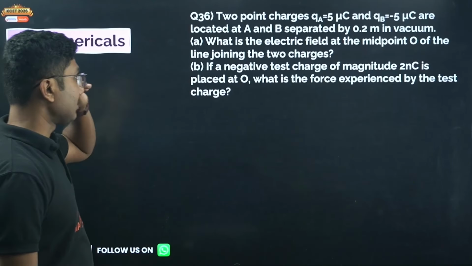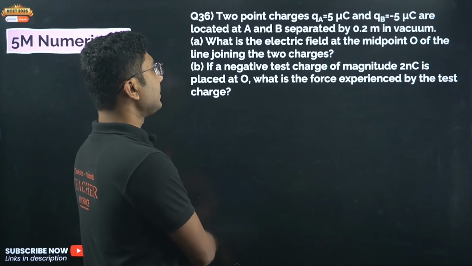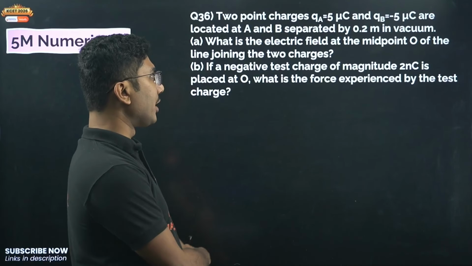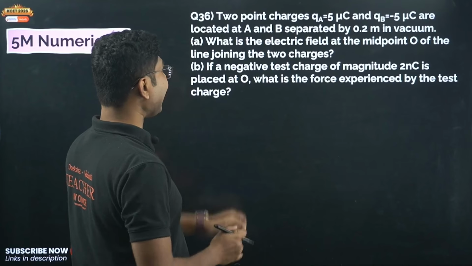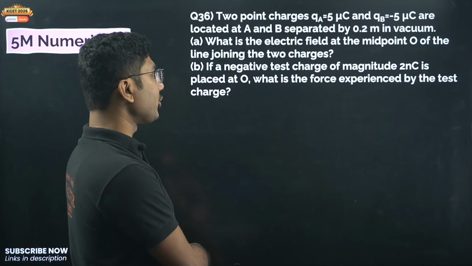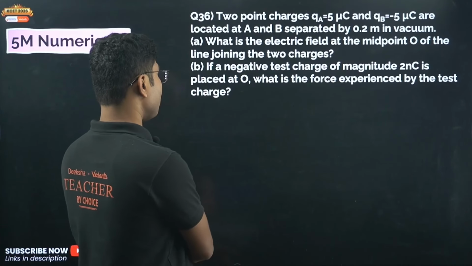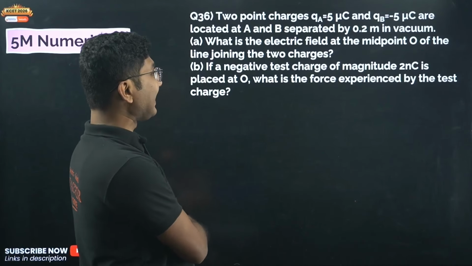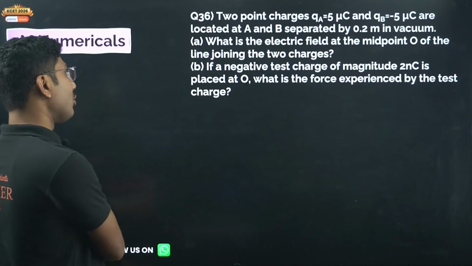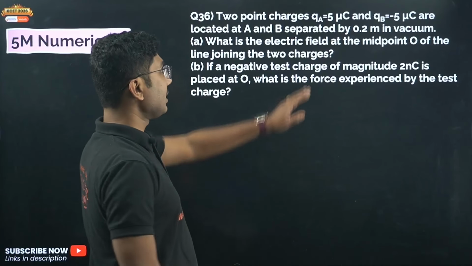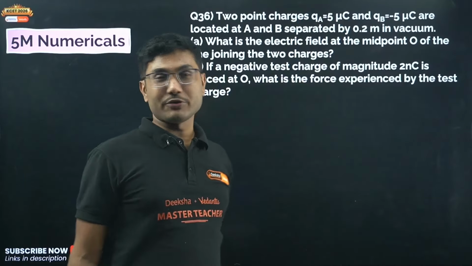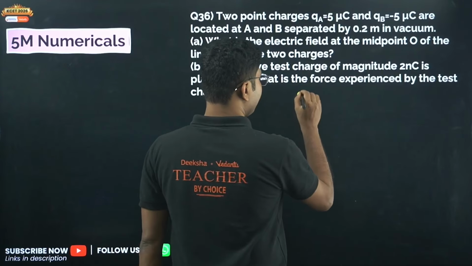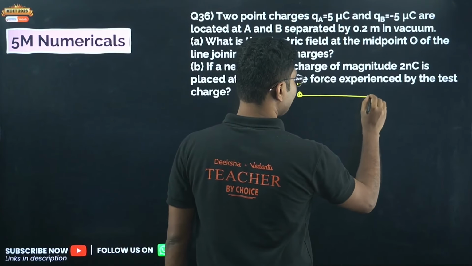Okay, now next question. Two point charges, 5 microcoulomb and minus 5 microcoulomb, are located at A and B separated by 0.2 meter in vacuum. Again, also almost a similar question. What is the electric field at the midpoint O of the line joining the two charges? Here the only difference is the charges are equal, but one charge is positive and the other charge is negative. Let's try this one as well.